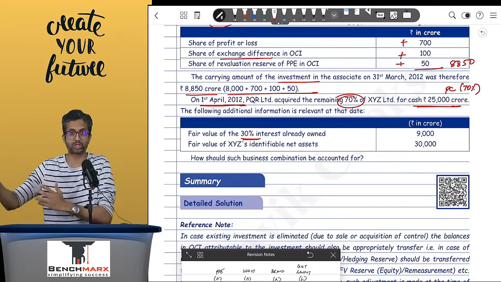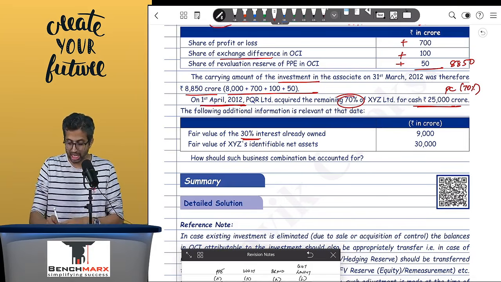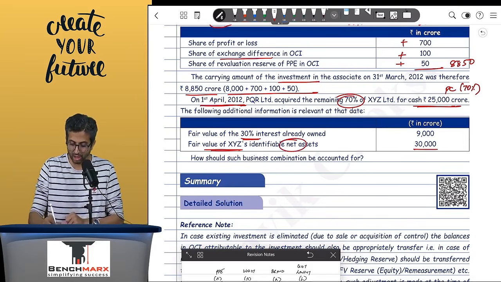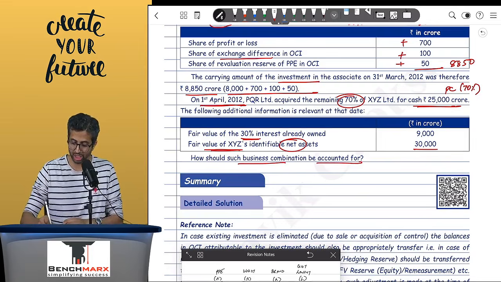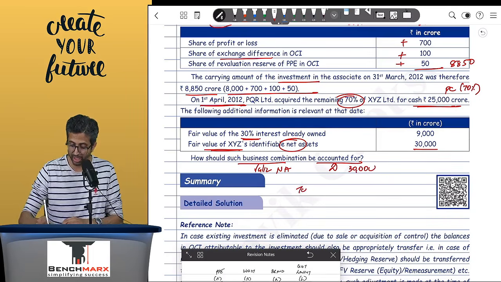So now your investment comes to 9,000, and fair value of XYZ's net assets are 30,000. This is net assets taken over. How should the business combination be accounted for? So you will first remeasure the investment and then you will take over the net assets. On 1st of April 2012, net assets of XYZ account debit 30,000. For this, you will pay consideration to bank for a 70% stake. You will have a payment of 25,000.